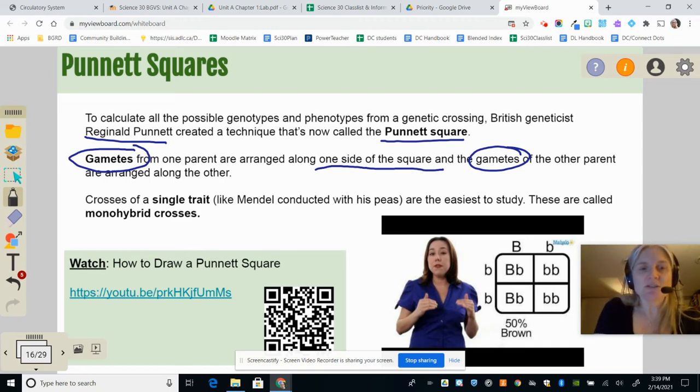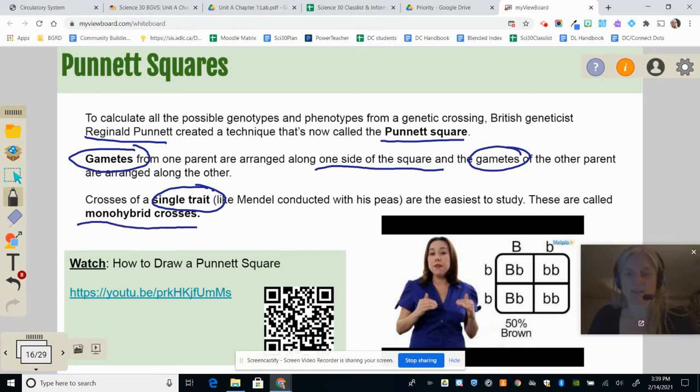Now, we're only going to do this with a single trait in this course. If you've taken biology, you've probably done this with a couple traits, and it gets a bit more tricky, which is fun. But we're going to stick with what's called monohybrid crosses, or single traits. This video here too, if you're still a little confused after this lesson, make sure you check out that video. It's a great step-by-step explanation of how to use a Punnett square.